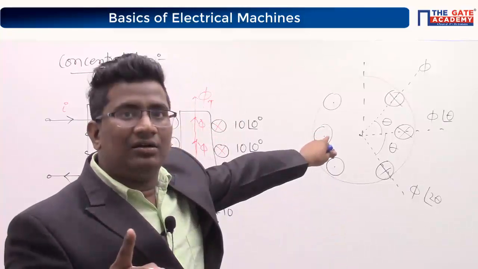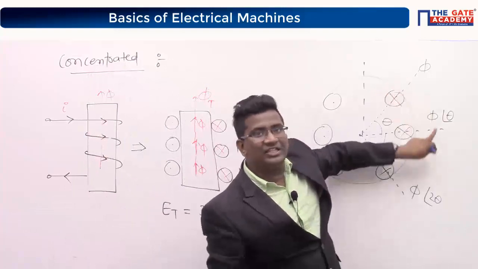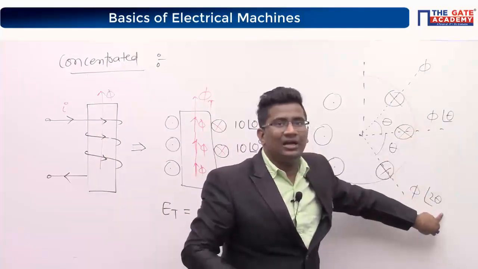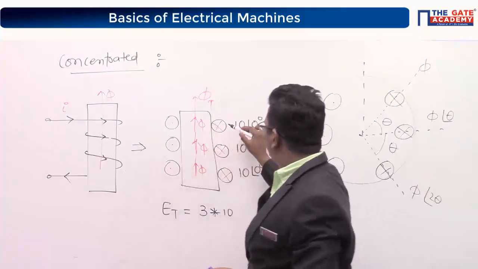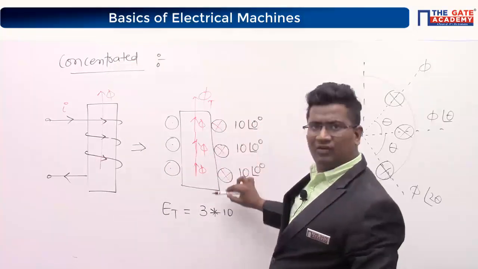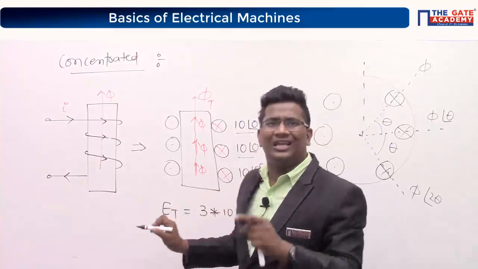I am writing phi at an angle of theta because from here to here the phase displacement is theta. Here to here the phase displacement is 2 theta. Look at here now. Here to here the phase displacement is 0. That is why phi at an angle of 0. Is it clear?